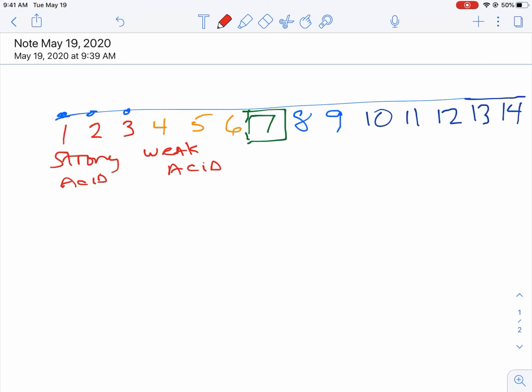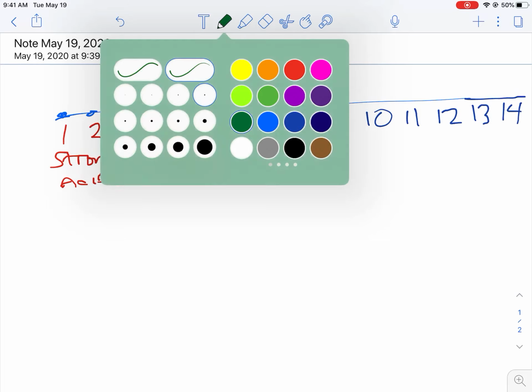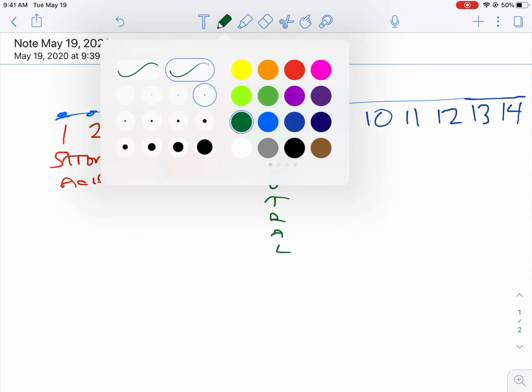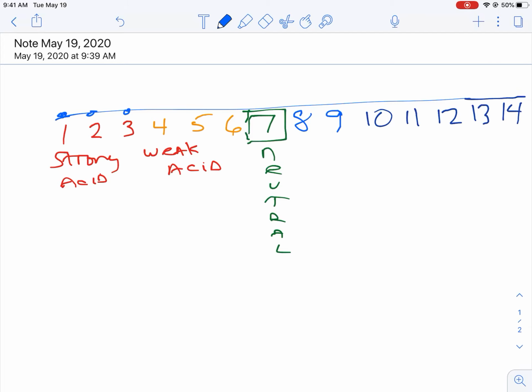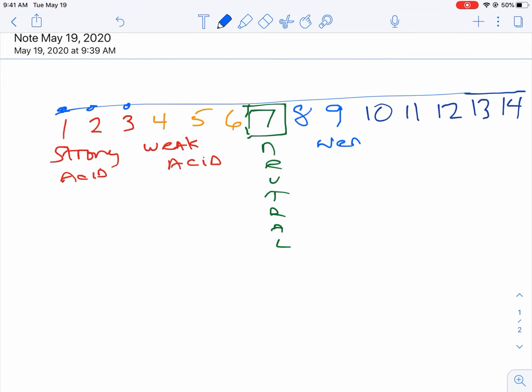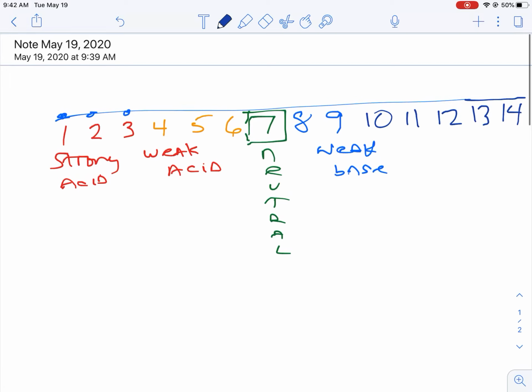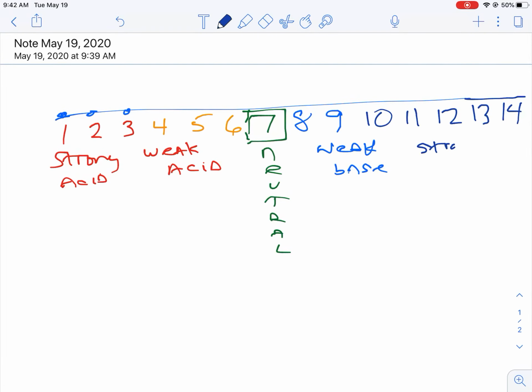All right, moving into the 7, this is where we have neutrality, neutral. And then as you move higher up the pH scale, you have your weak bases. And then higher up the scale, you have your strong bases right up in here. All right, so some examples of household products that you might have around your house.